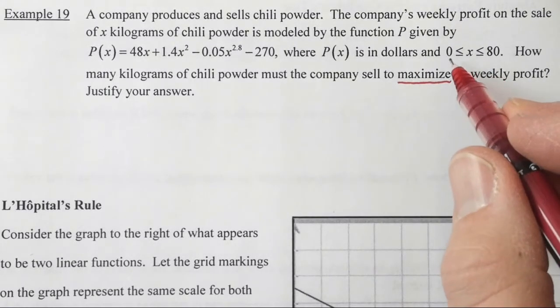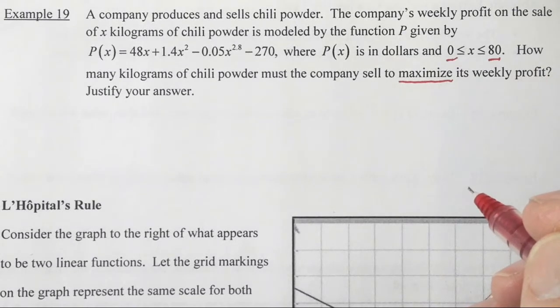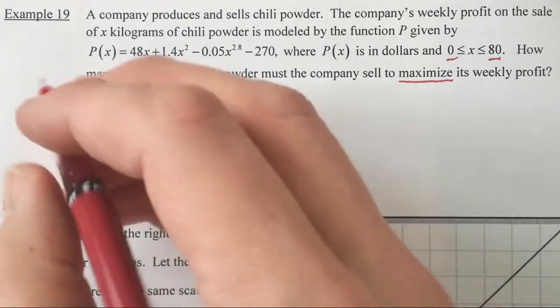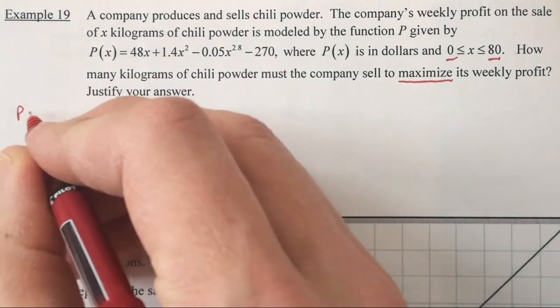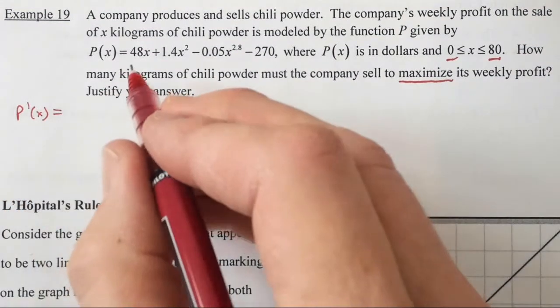We have two candidates ready to go, 0 and 80. So we're going to be interested in P of 0 and P of 80, but we have to figure out if there are any other candidates. Those candidates will come from critical numbers, and the critical numbers occur when the derivative is equal to 0. So let's find our derivative, P prime of x.